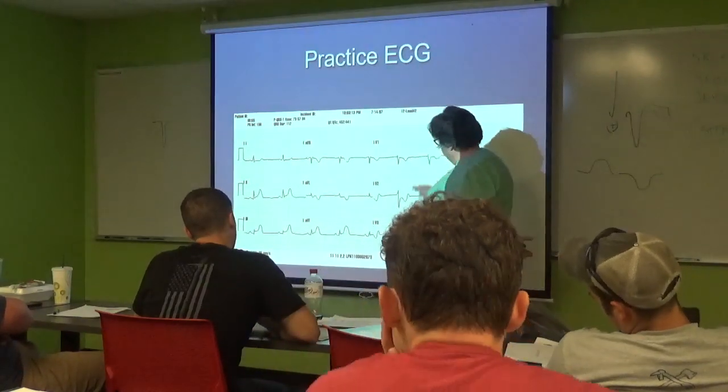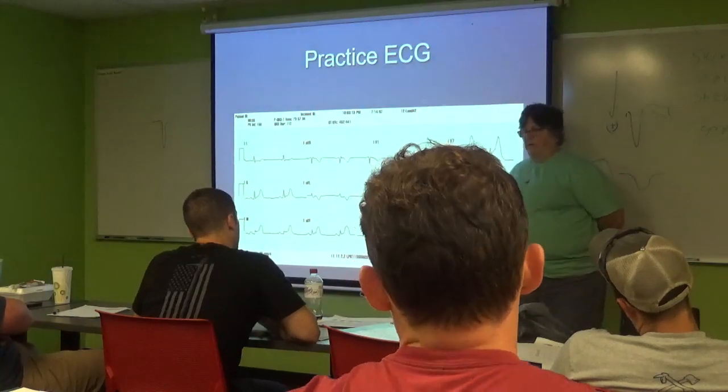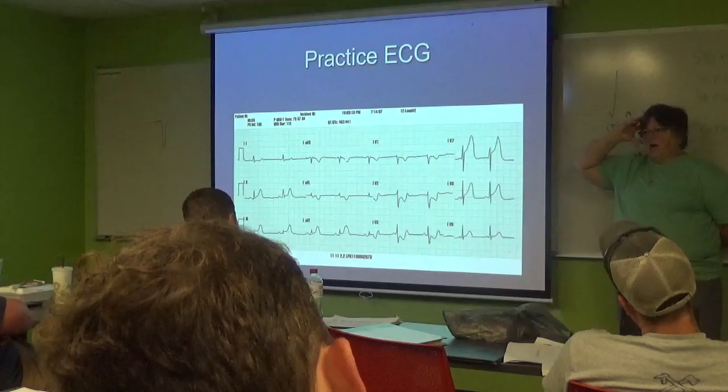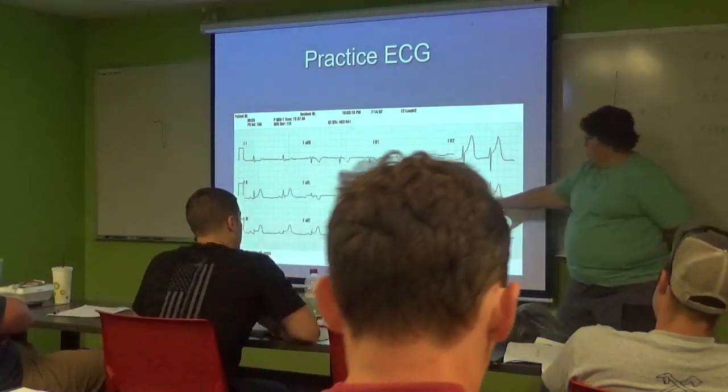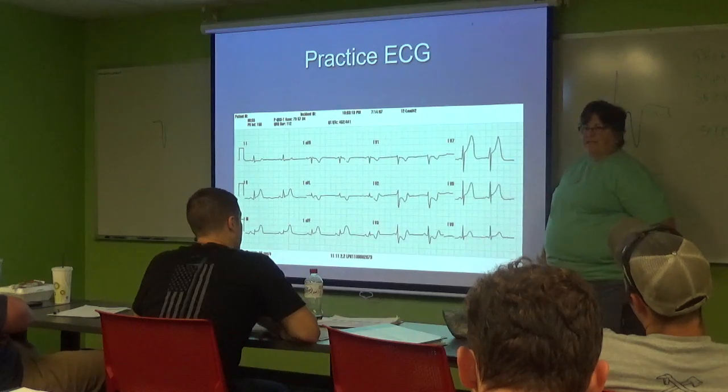It's an inferior MI with posterior involvement. That's why we did the posterior leads. I wouldn't have bothered. I would have just done V4R. But this just helps the concept of making you understand that when this looks like this, they look like this from the back. Does that make sense?